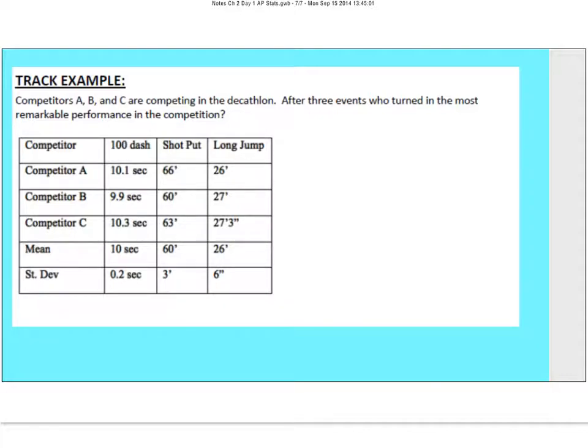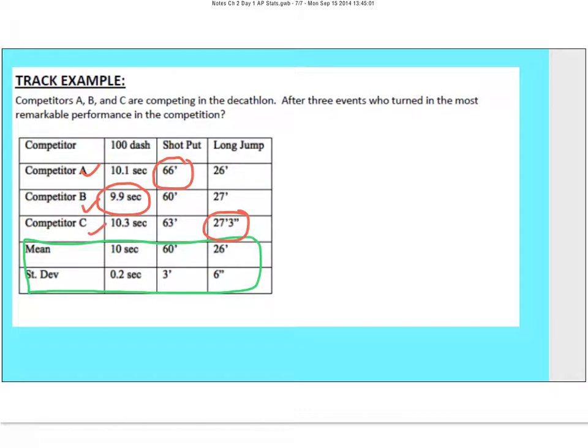Now, in this table here, we do have standard deviations and means for all of these events. So what we would want to do is figure out who has the best score or performance in each of these events, and then compute the z-scores for the 3 and decide from there the competitor that is the best. So for the 100-yard dash, you want to have the quickest time, so 9.9 seconds, competitor B. For the shot put, you want to be the furthest, so 66 inches is the best. And for the long jump, you want to be the furthest. So as it stands, each competitor is the best in one of the events.